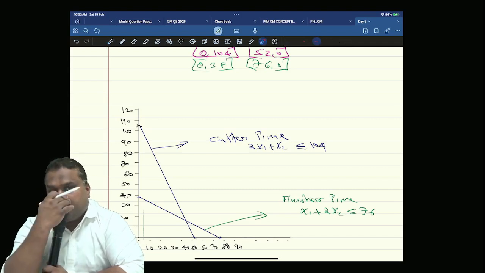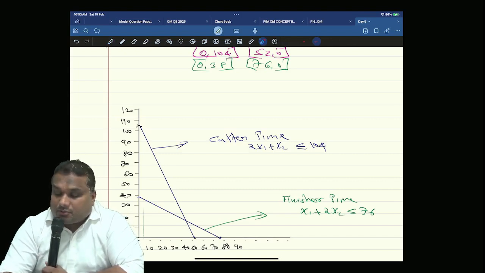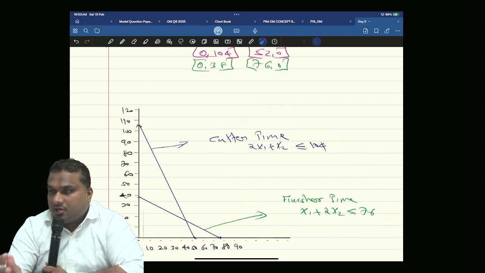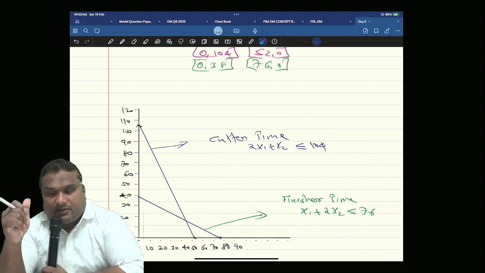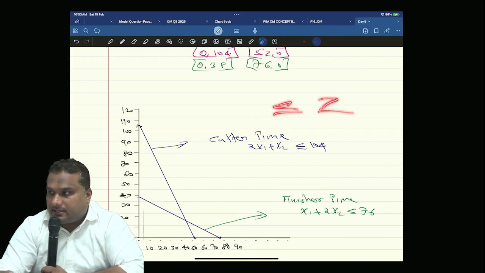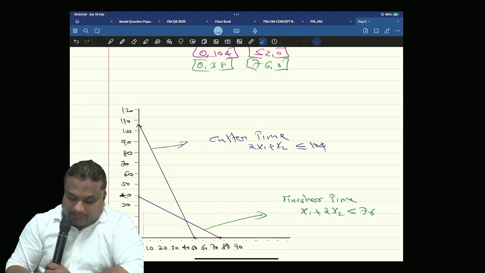Now look at the board. My dear friends, now listen. There are two ways to understand how to plot. One is the logical way, the second one is the mathematical equation, looking at the less than or greater than sign. First, please understand logically.